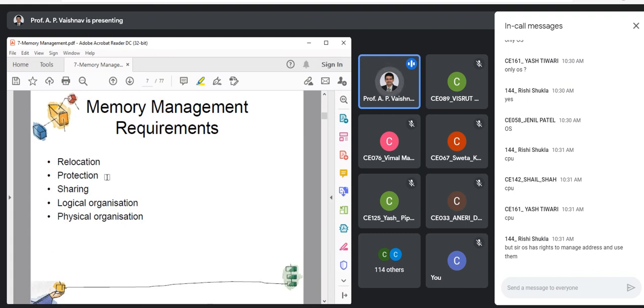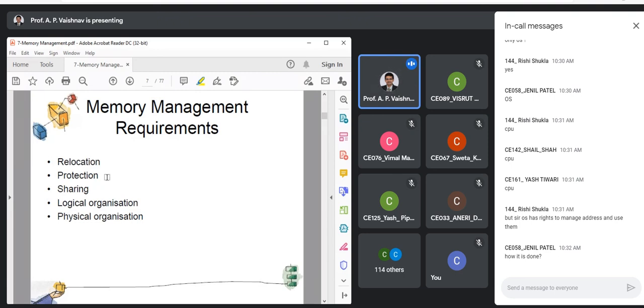The OS has rights to manage addresses. Yes, so that's what I'm saying. The OS plays a role over here, but who does the background task for protecting, or who is going to set the locks actually? It is the CPU hardware. Getting it? Okay, I'll repeat once again. How it is done, we'll see. We are going to see all these things in detail. So basically, memory has to be protected. Is that first point clear?